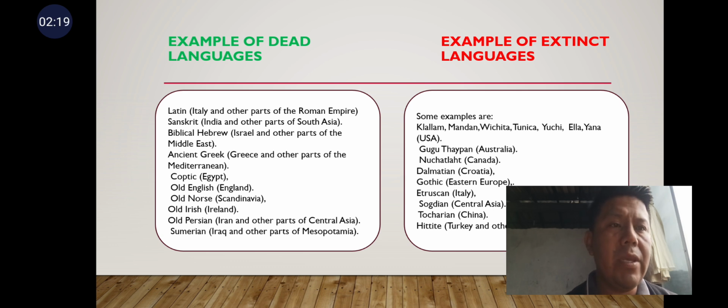On the other hand, we have the Kala, the Mandan, the Wichita, Tunica, Yachin, Eya, Yana that were spoken in the United States, and the Guugu Yimithirr in Australia. Those were some examples to give some knowledge of languages that were spoken, some that are still studied over time, and some that have some interest now.